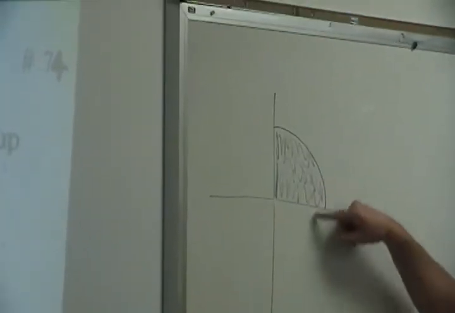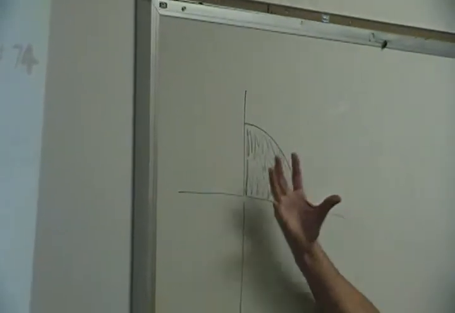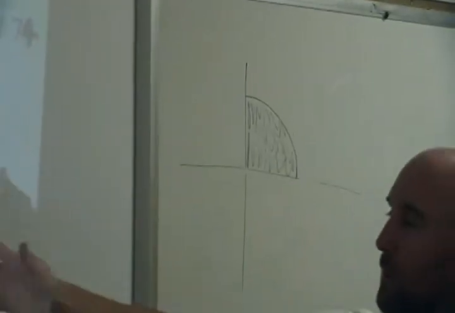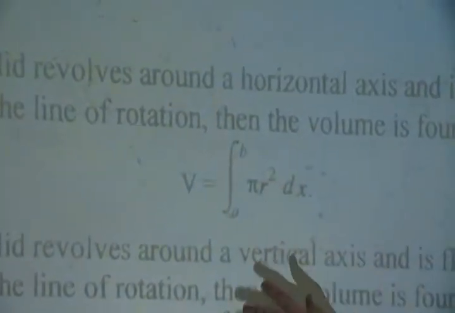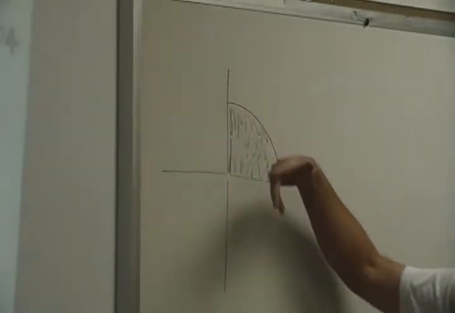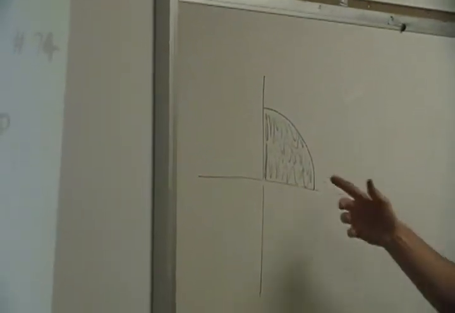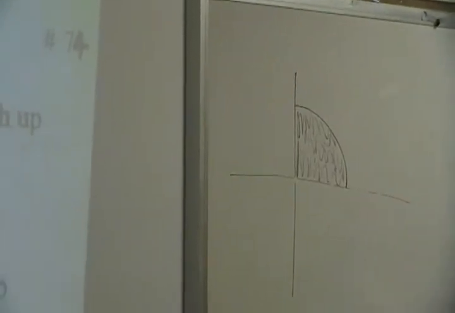Now, whenever you do a revolution like that, you're going to have a circular part. So that's why you see pi r squared in the integrand for both of these formulas, because we know that pi r squared finds the area of a circle, and we would need the area of the base as part of the volume. So it makes sense that pi r squared is in these volume formulas.